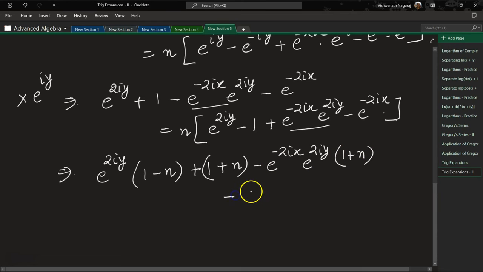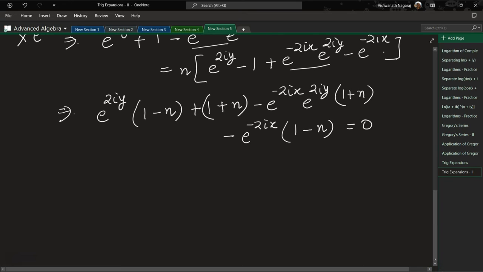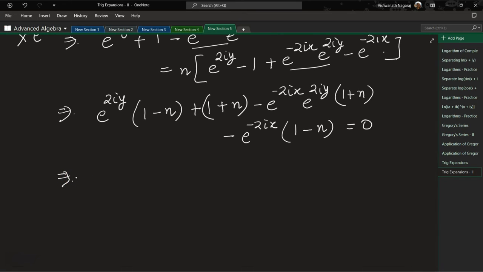And finally, minus e to the power of minus 2ix plus. So again, let's take common out. So 1, and here this minus, when it comes to this side, it becomes plus. Minus is there outside, so we say 1 minus n equal to 0, since we have brought everything to the left hand side. Okay, now what do we want? We want a series of x, so x should come to one side. Okay, so how do we do that?